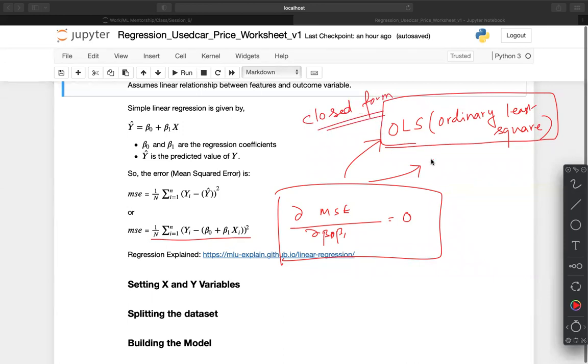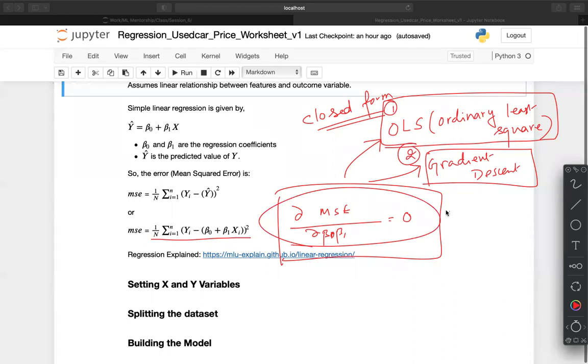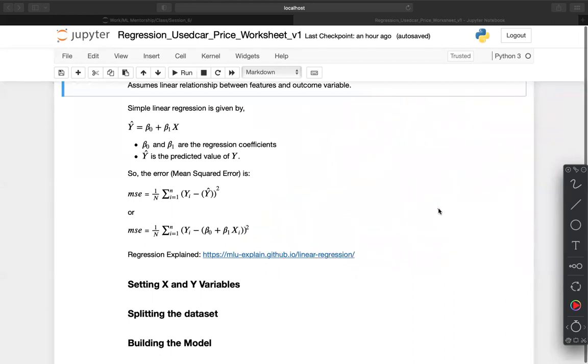And there's another method called gradient descent. So just note down these two as of now. Of course, we will go a little deeper into this in the next session. And the beauty is, of course, the scikit-learn library automatically does this for you and gives you the optimal values of beta 0, beta 1, for which the MSE is minimum.